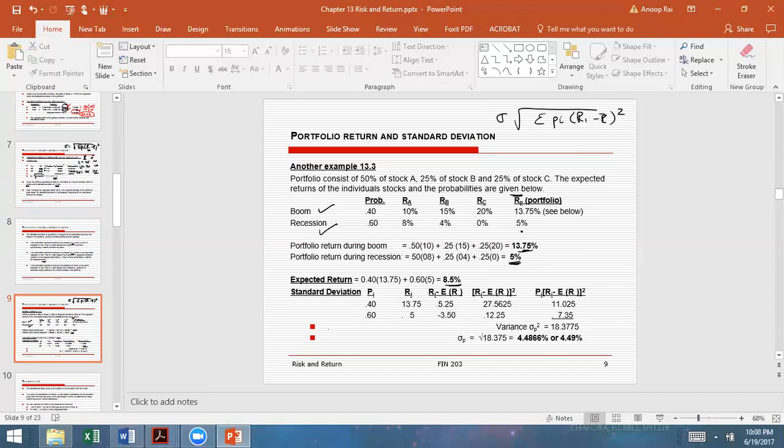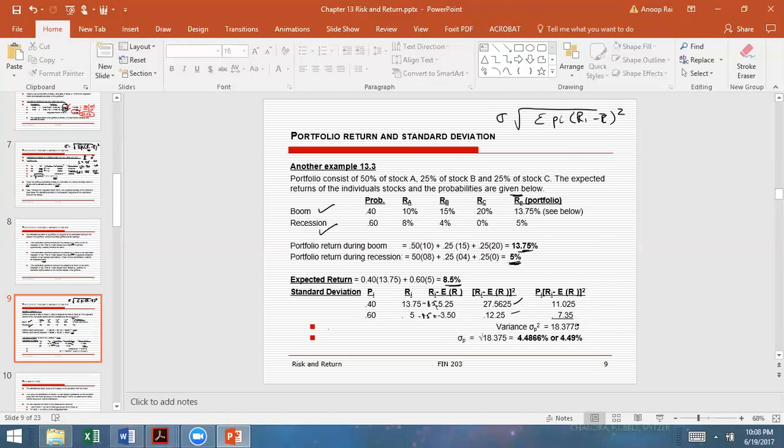So let's calculate first Ri minus R bar. Here is Ri. We said the expected return is 13.75. The other expected return is 5%. I subtract the mean, 8.5, so 13.75 minus 8.5 equals 5.25, and 5 minus 8.5 is negative 3.5. Square it, I get this. Multiplied by P, this one gets multiplied by 0.40, and this one gets multiplied by 0.60.